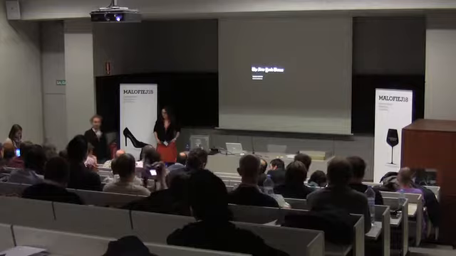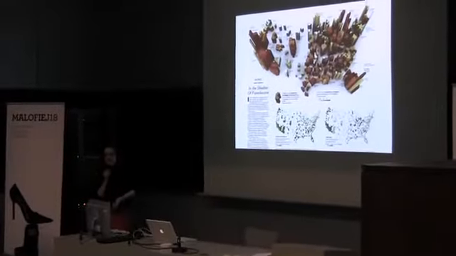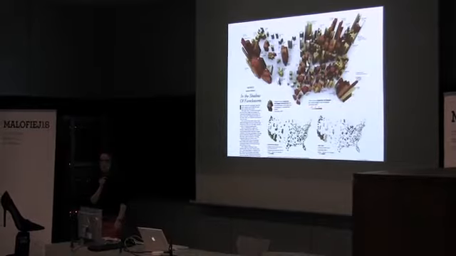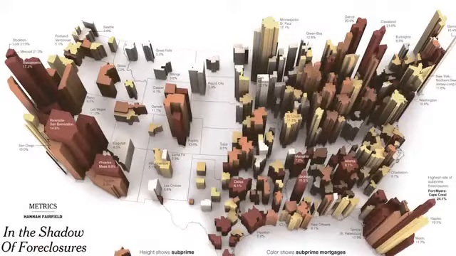I wanted to take some risks. I wanted to take some design risks. And so I started thinking about how these variables are interrelated. So you can see that the height is whether or not people are able to pay their mortgages, and the color is how many subprime mortgages there are.